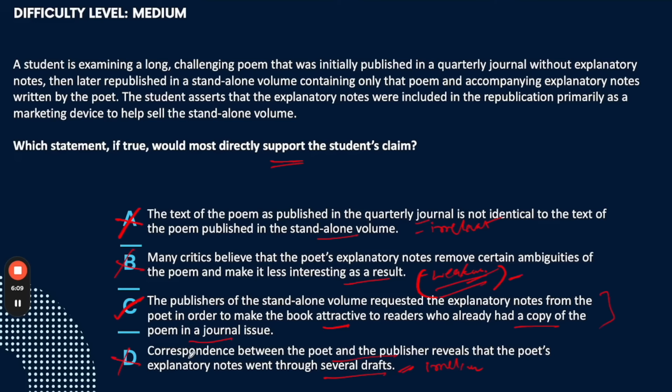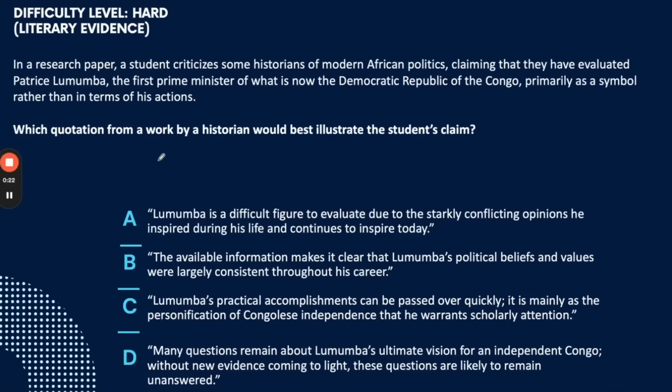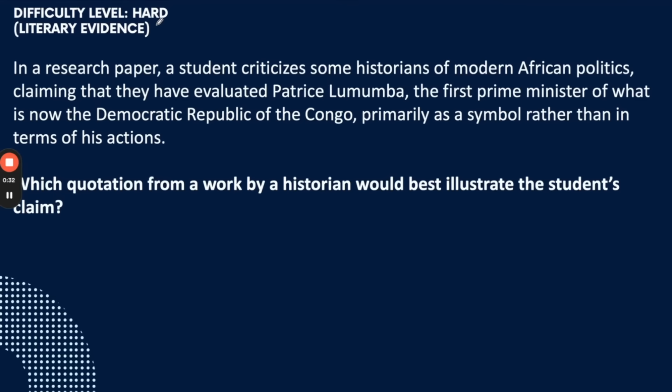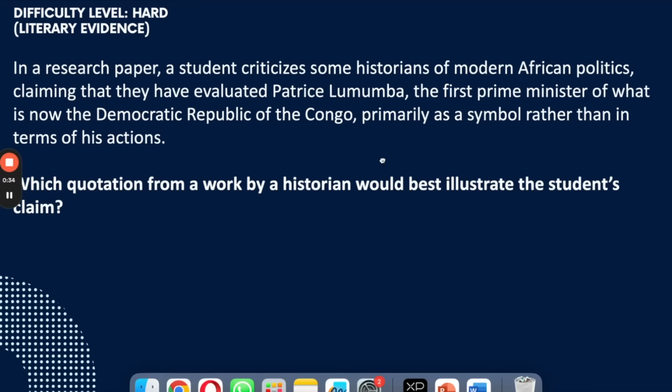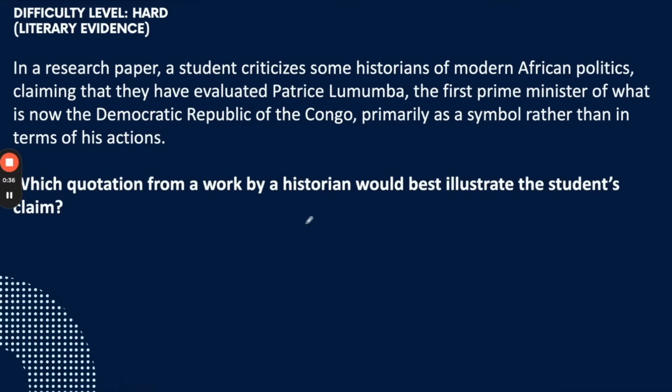Now that we have seen two medium difficulty level questions, we will go ahead and see the hard difficulty level questions. So this is the first hard difficulty level question that we'll be taking up on command of evidence textual. Now this is a literary evidence type of question. So the first step is always going to be the same, that is reading the question stem. Let's read the question stem here.